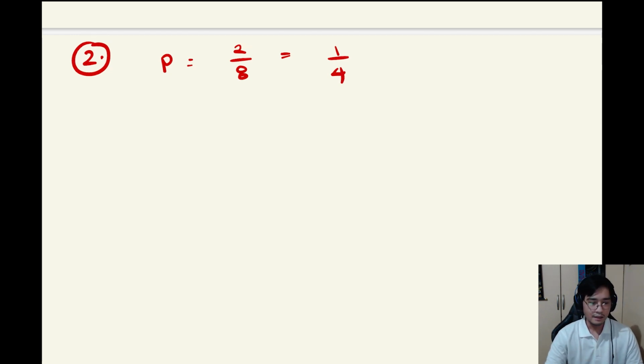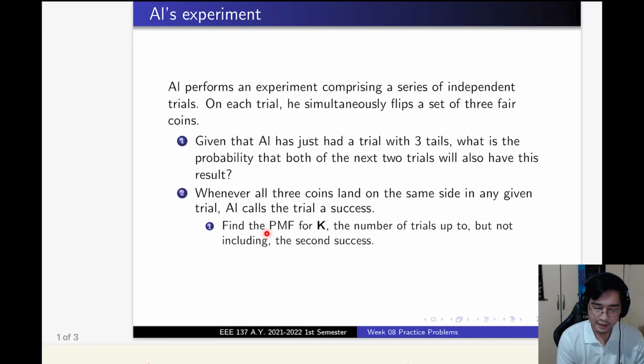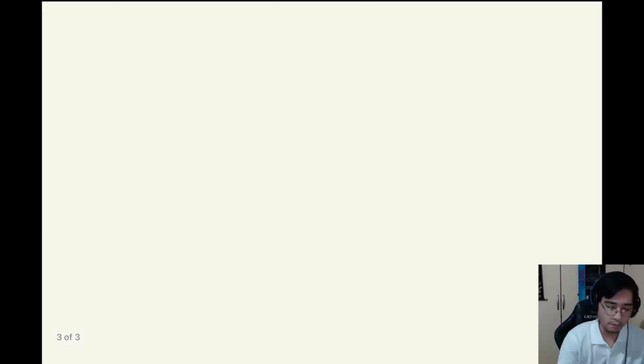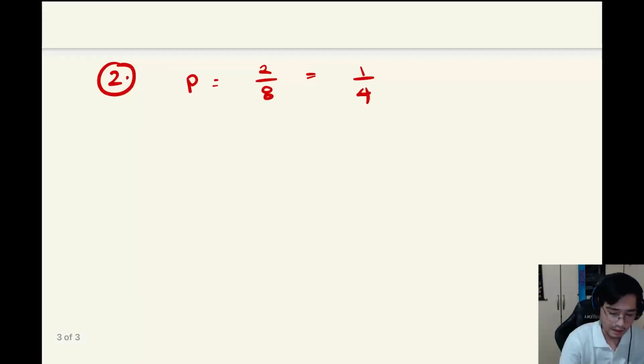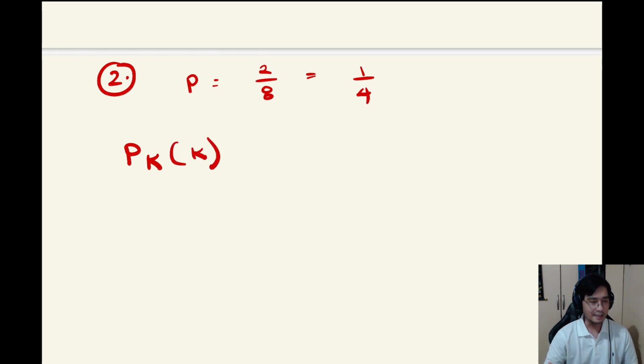Okay, so what are we trying to find here? Find the PMF for K, the number of trials up to but not including the second success. So what we have here is we want to find the probability distribution or probability mass function of the number of trials K up to but not including the second success.